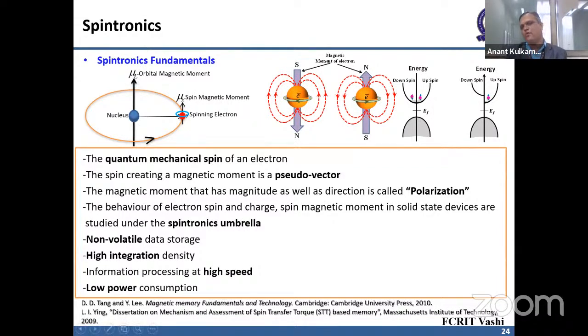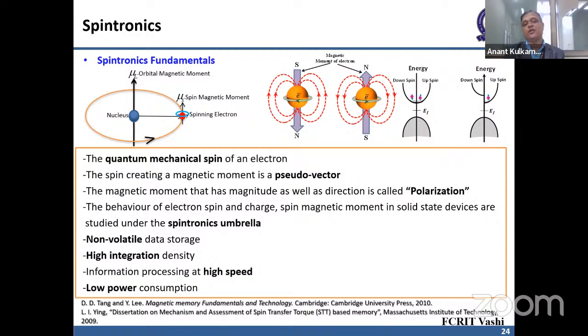So when we talk about the energy, there are two possibilities: up spin or down spin electron. The electron has quantum mechanical spin. Just now I gave you the example of the electron spin while discussing qubits. It's a pseudo vector. It has polarization. Why? Because the magnetic moment has magnitude as well as direction. Therefore, it is called polarization.